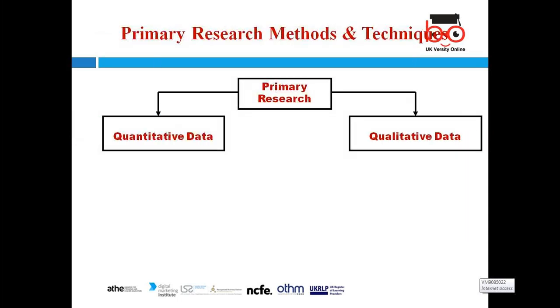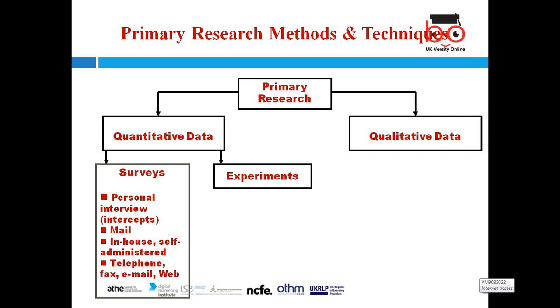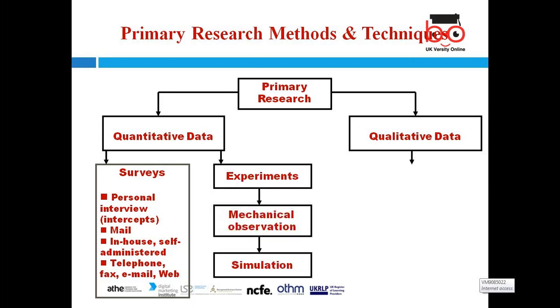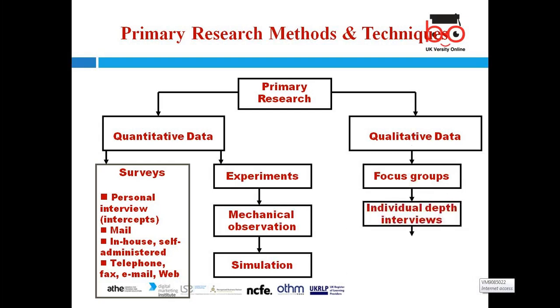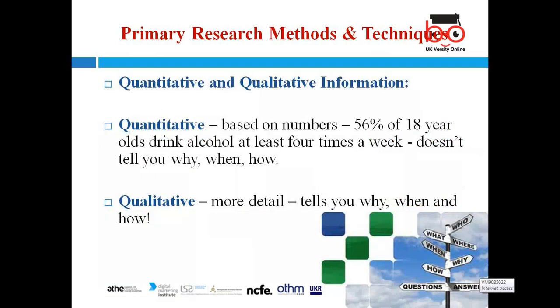Okay. Primary research could be qualitative and quantitative, like surveys, personal interviews, mail, in-house self-administered interviews, and then experiments within a lab or mechanic simulations. Focus group, qualitative as well. Individual in-depth interviews we can do. That could be human observation. I'm just observing something, and that's my observation. Could be research as well.